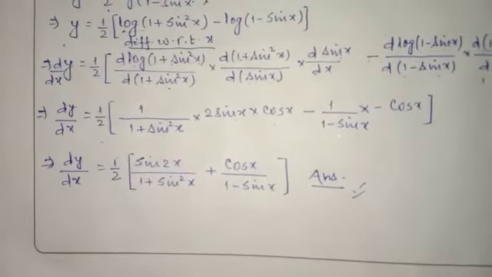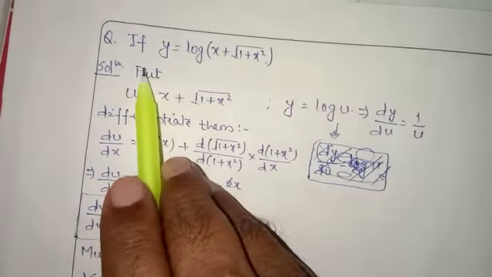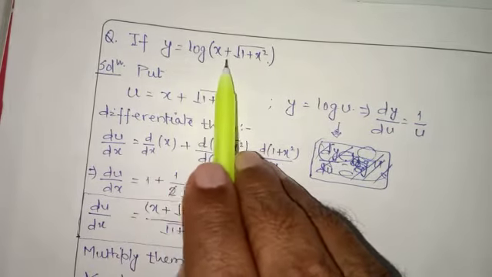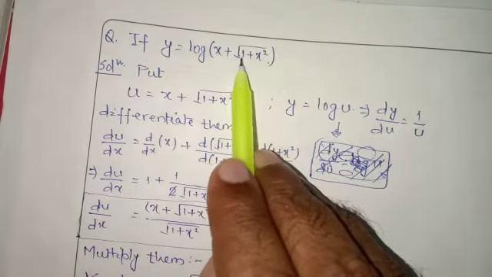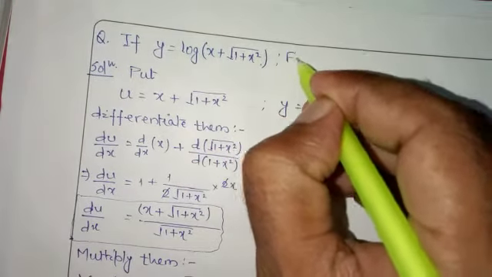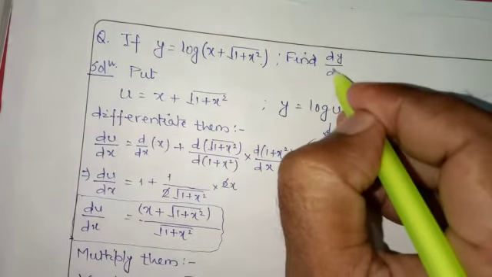Now see the next question. Your next question is, if y is equal to log x plus under root 1 plus x square, then find dy by dx. Find dy by dx.